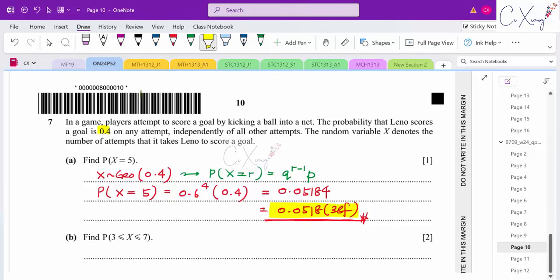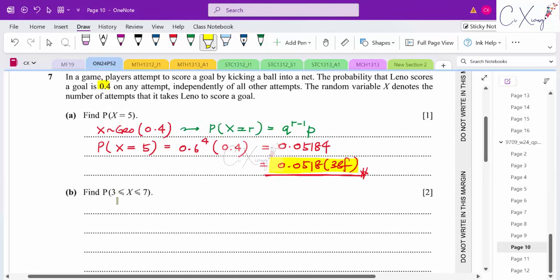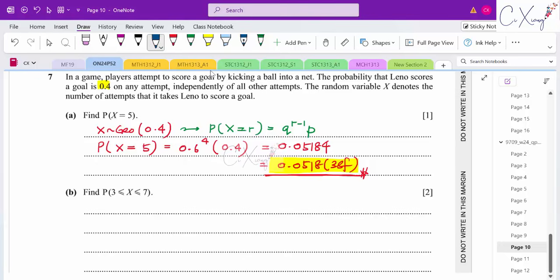Alright, then let's have a look at part B. For part B, they're asking for x greater than or equal to 3, but smaller than or equal to 7. So if you have a look, I simply draw it, okay? So I have 2, 3, 4, 5, 6, and 7. They say I want to calculate the probability between 3 and 7. So 3 until 7 means this area here.